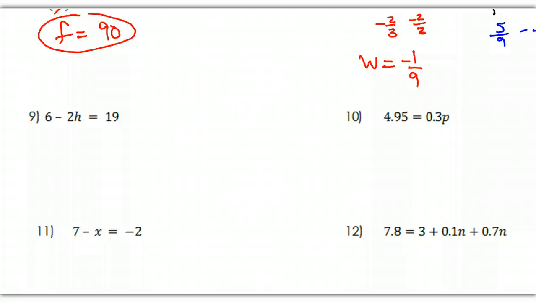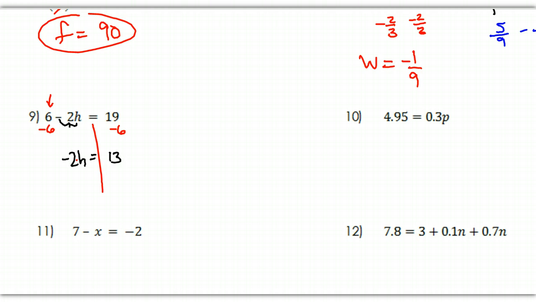Number 9, sorry. On number 9, we have a subtraction sign in here, but don't let that trick you. What we're really trying to do is get rid of this 6 first, and that 6 is positive. So for that positive 6, we have to subtract it. So if we take away 6 from both sides, on the right side, we get 19 take away 6 is 13. And we have to bring down the negative sign with the 2h. It's a common mistake there.